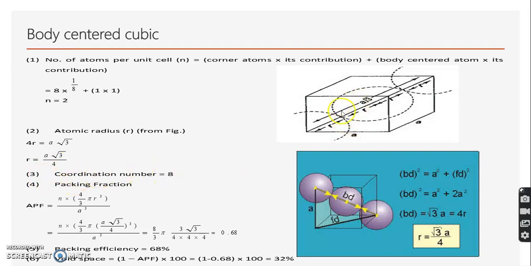Coordination number will be 8, because if you have this body diagonal over here, then all 8 atoms which are surrounded by it will be its closest neighbors. So therefore the coordination number is 8.